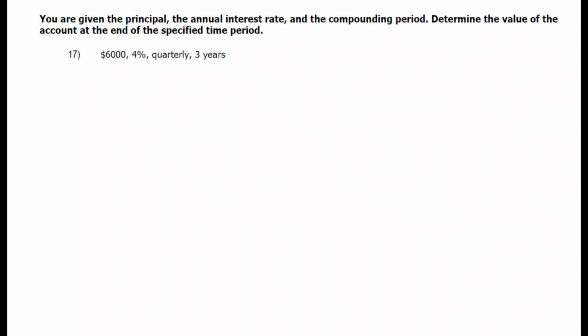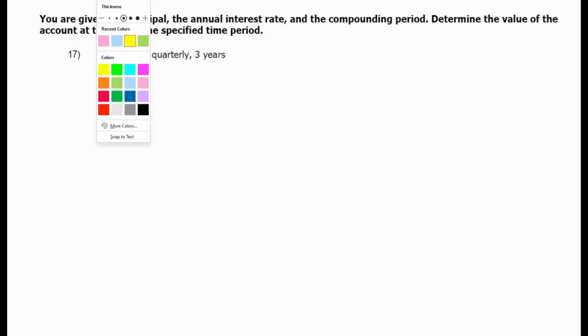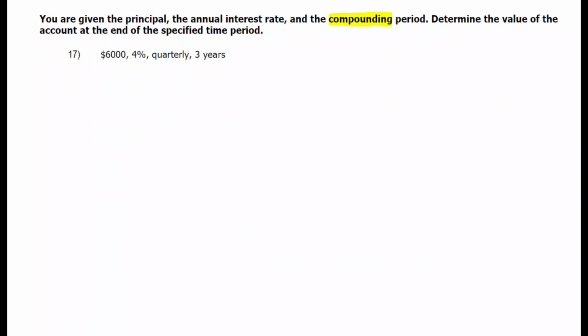Number 17 involves compound interest, and the reason I know that is because I see the word compounding in here. If I never saw the word compounding, it would be simple interest, but it talks about compounding, so it is compound interest. And the compounding period is right here. It's quarterly. That means 4 times a year.